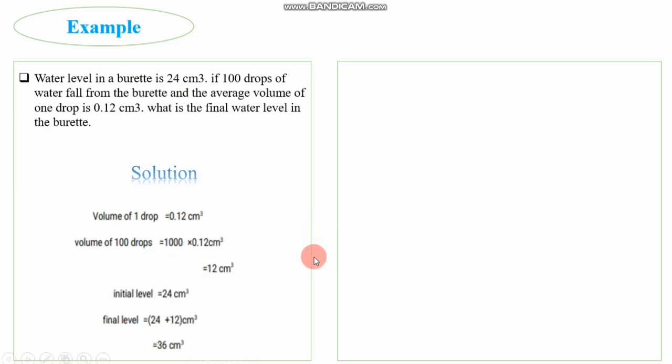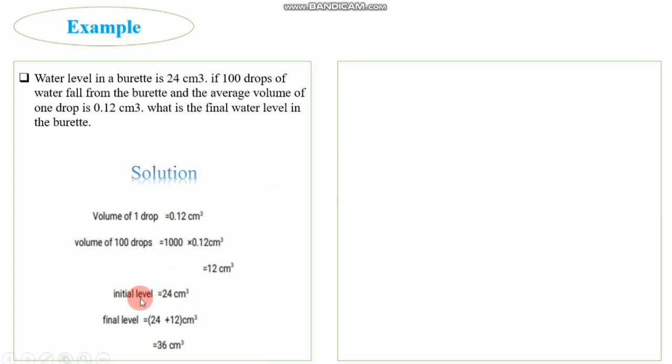The volume of one drop is equal to 0.12 cubic centimeters. The volume of 100 drops will be equal to 100 drops. It is not 1000, so there was an error there. So it is 100 drops of water multiplied by the volume of each drop, which is 0.12 cubic centimeters, and this will give you 12 cubic centimeters. So 12 cubic centimeters is the total volume of the 100 drops.